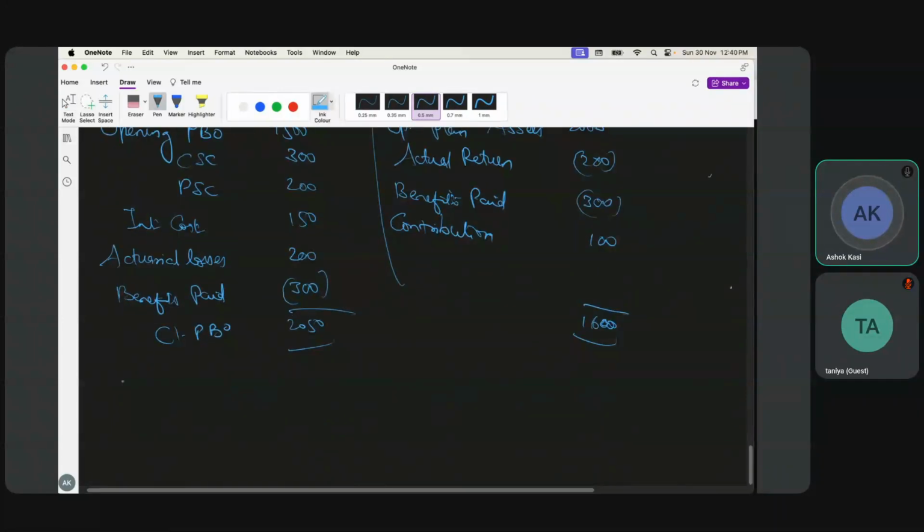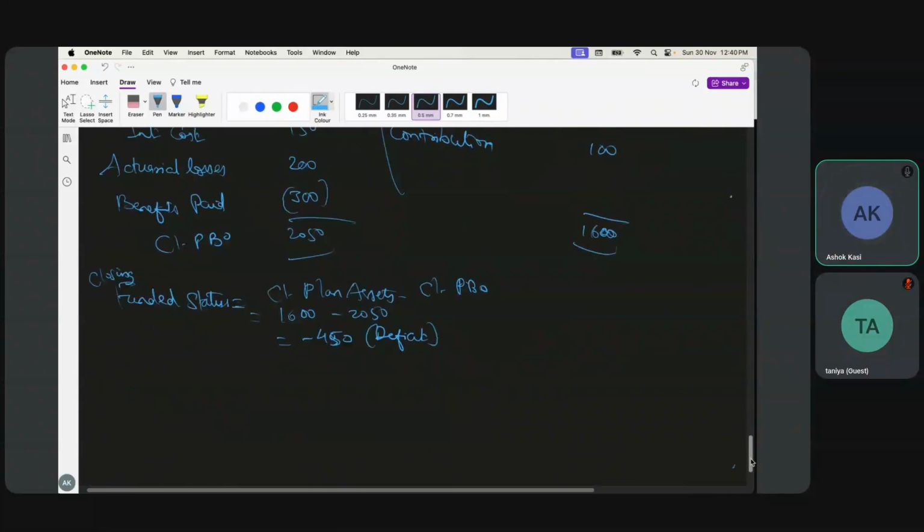Then funded status. So closing funded status: 1,600 closing plan assets minus closing PBO. Okay.